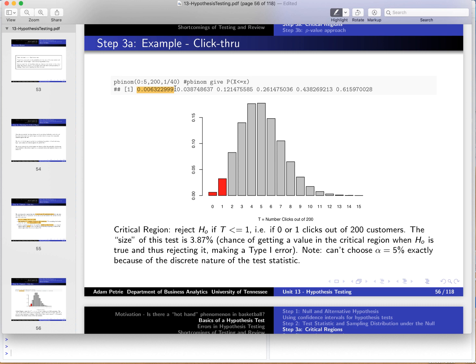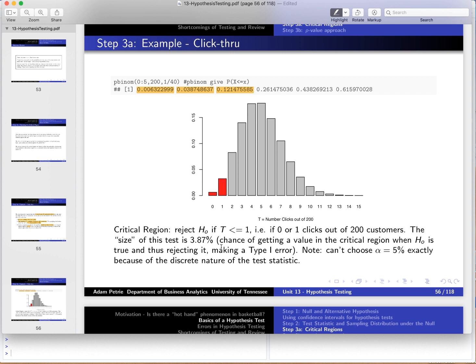So what if we took our critical region to be the numbers 0 or 1? What if we observed 1 or 0 clicks out of those 200? Well, pbinom of 1 gives us the probability of getting at most 1, and that gives us a probability of right at about 4%. That's pretty close to our target of 5. What if we had as our critical region rejecting the null hypothesis when 2 or fewer of those 200 people clicked? Well, the probability of getting 2 or fewer clicks when the null hypothesis is true is right at about 12%. That's a bit farther away from our target of 5%.